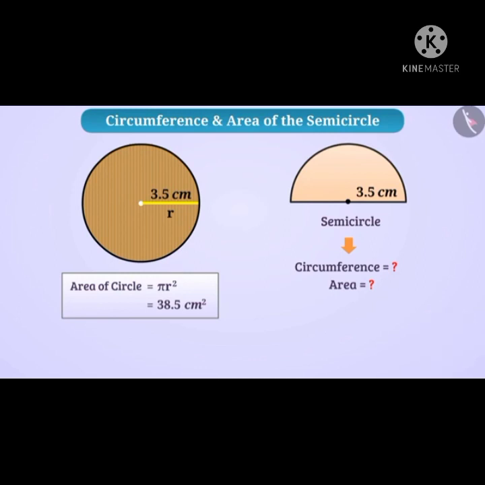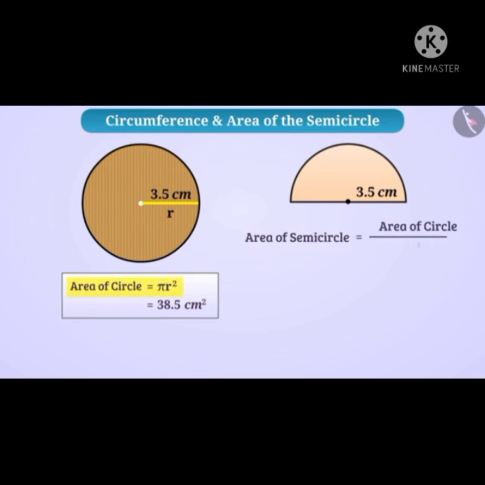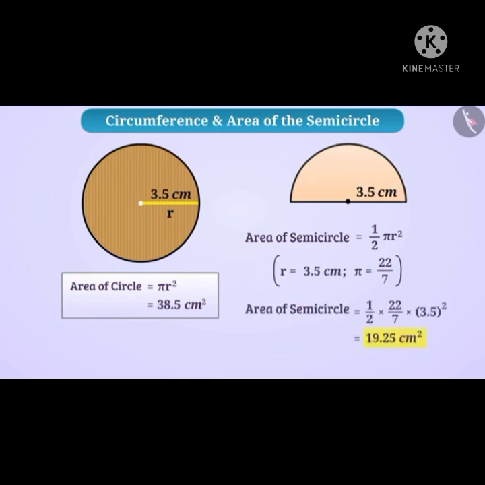Let me tell you, semicircle means half of the entire circle. Therefore, the area of semicircle will be the area of entire circle divided by 2, that is half pi r square. In this way, taking radius r is equal to 3.5 and pi is equal to 22 by 7, we will get the area of this semicircle as 19.25 square centimeter.